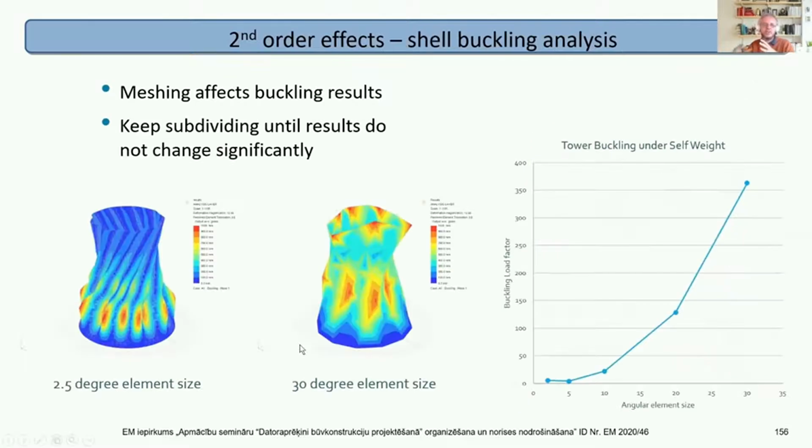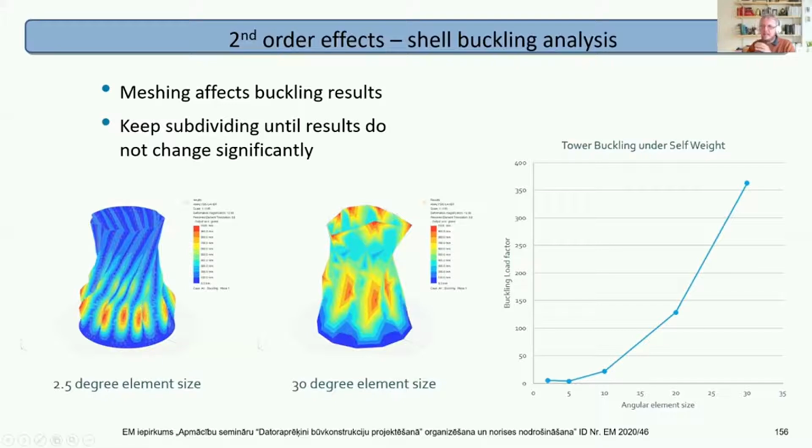Now, when you get onto shell structures, such as this cooling tower that I've modeled here, the meshing can make a significant difference. And the general rule is you keep subdividing the elements down until you don't get any significant change in the results. Now, the element size I've got here, I'll talk about degrees. What I mean is the element size, it's a bit easy to see on this one. So a 30-degree element, there are 12 element edges going around the circle. 2.5 degrees, it's 365, there it is, lots more.